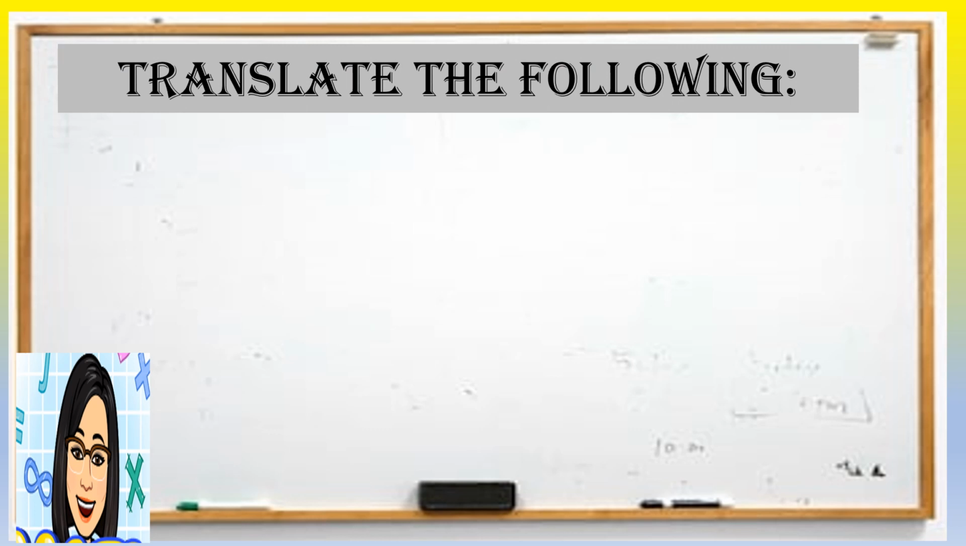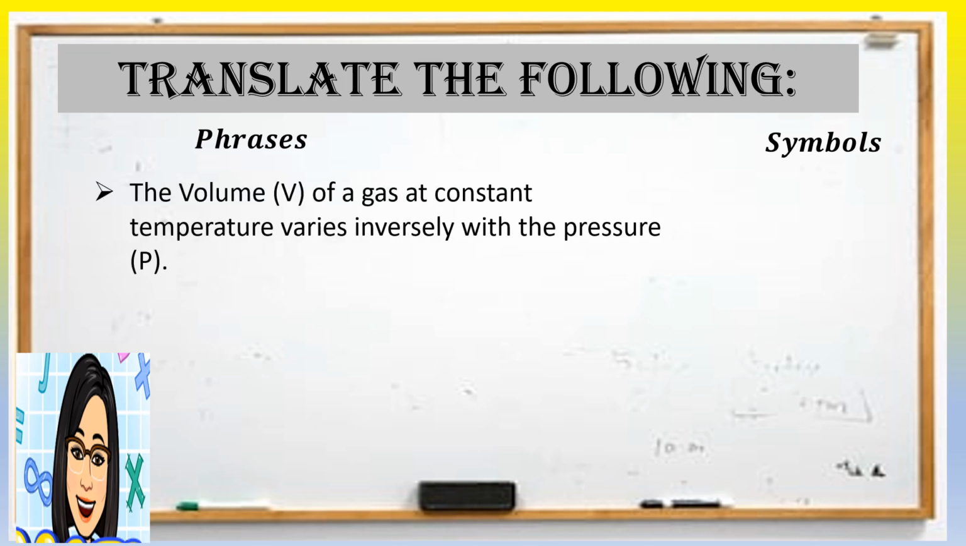Let us practice translating the following phrases into symbols. Are you ready? The volume of a gas at constant temperature varies inversely with the pressure. If V represents volume and P the pressure, how will you write this in symbols? It should be V is equal to k over P.